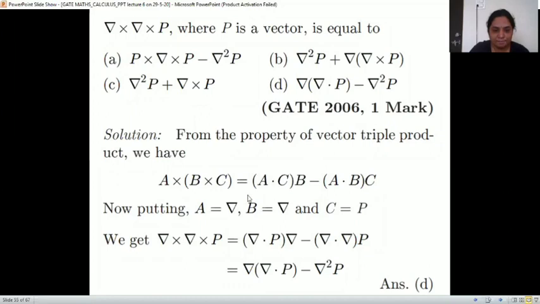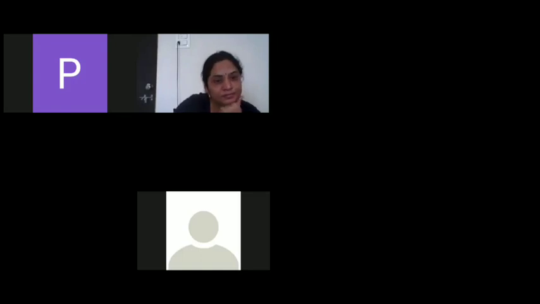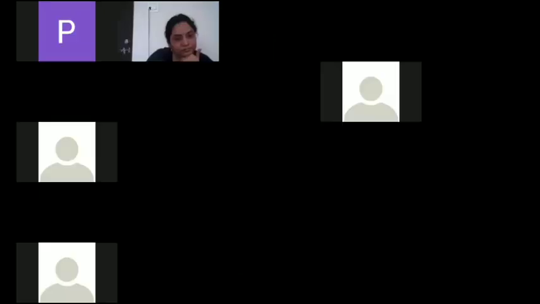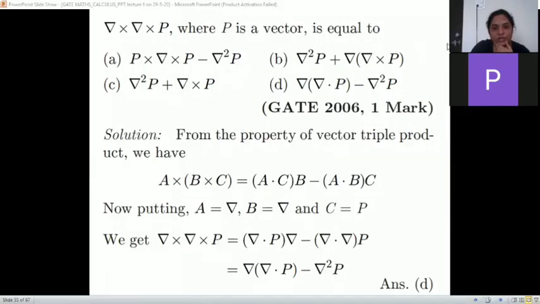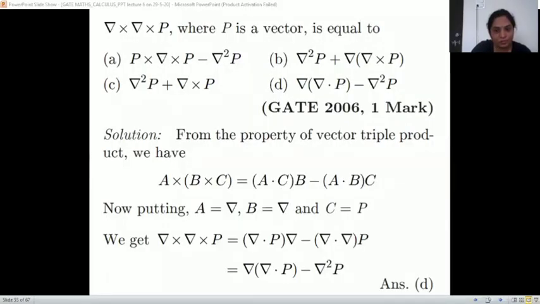Right. So A is now del, B is del, and C is P. So del cross del cross P is A dot C, that is del dot P into B, B is del, minus del dot del into P. Therefore, your answer is del into del dot P minus del dot del P. Del dot del we know is del square. So your correct answer is option D.